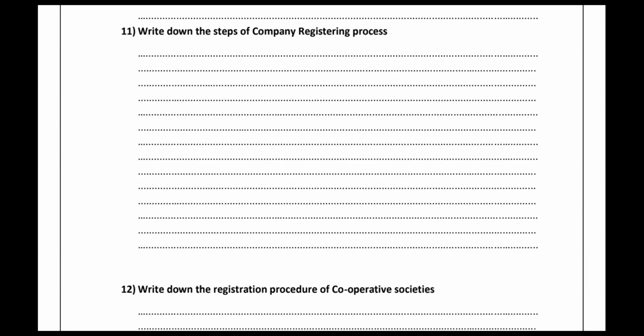Now everything is done. You have given everything to register. Now the company registrar will check on all these, and what he will give you? He will give you the certificate of incorporation, which is evidence for you that you have registered your company. That is the sixth step.